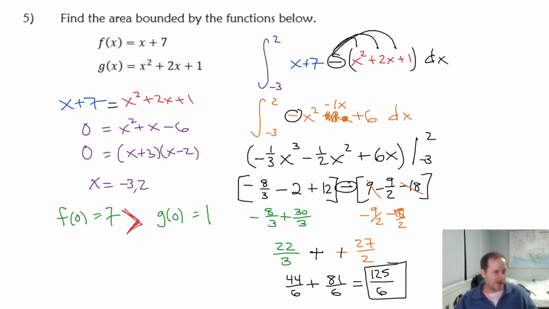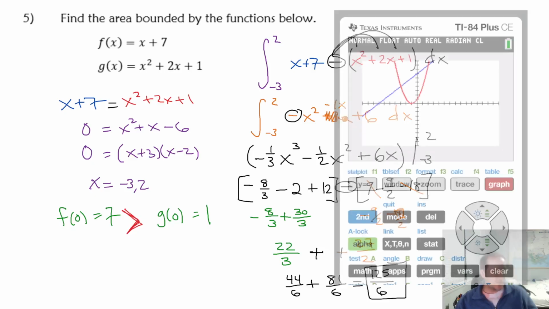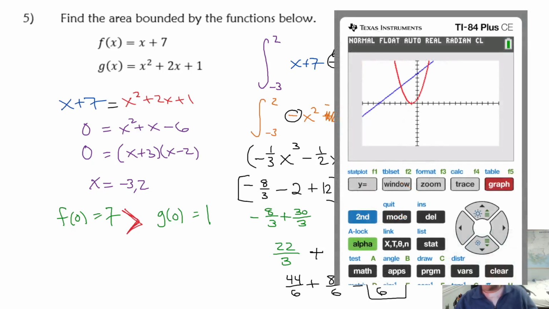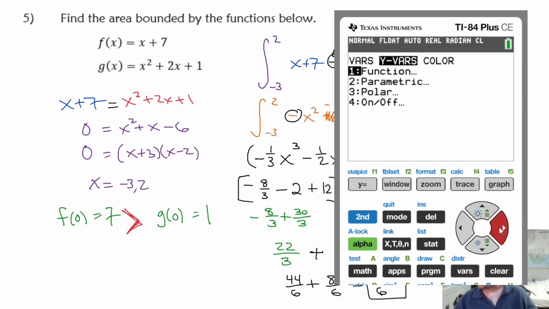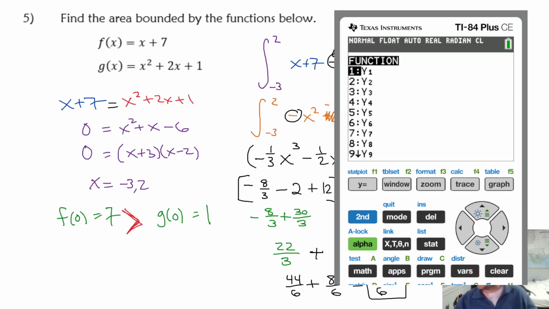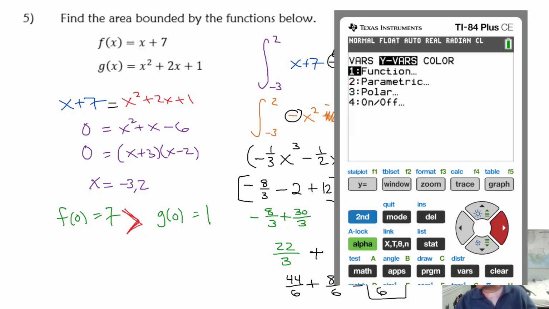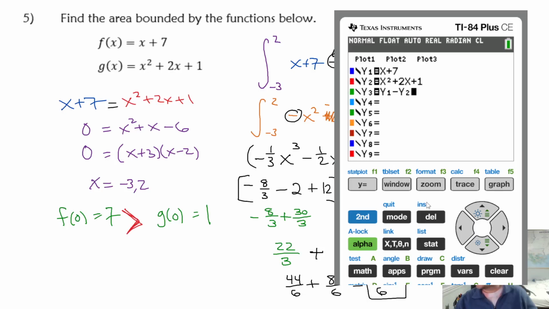But again, not to be outdone, let's take a look at the calculator. All right, and again, the functions are already in there too. So if you've already got them in there, and if the y1 is the greater function, then just put in another function that is Y-Vars, Function, Vars, to y1 minus y2. All right, and then it's that third function that we want. Don't delete the other ones, but turn them off if you care to. Then hit second graph.